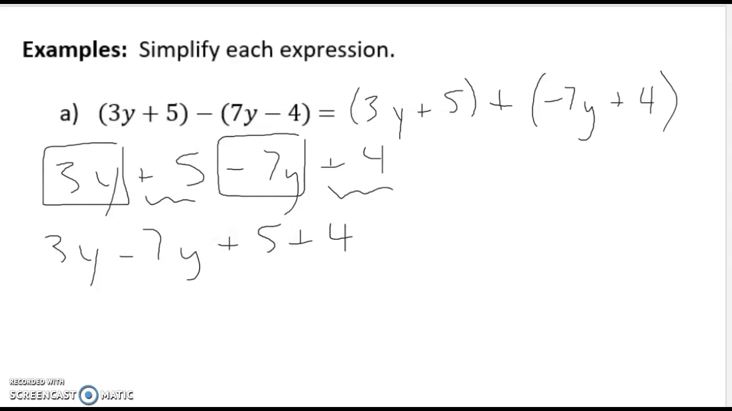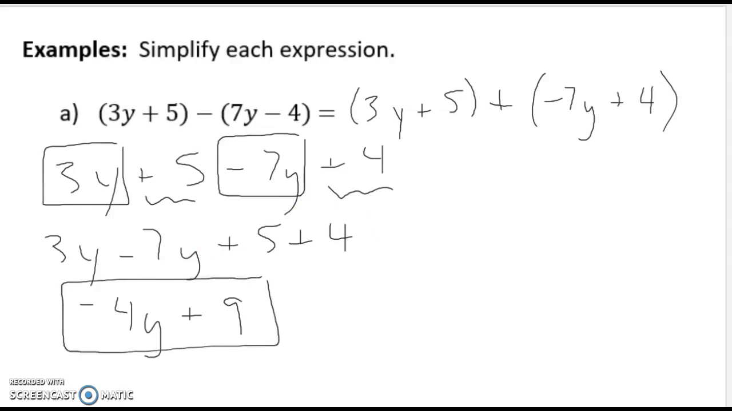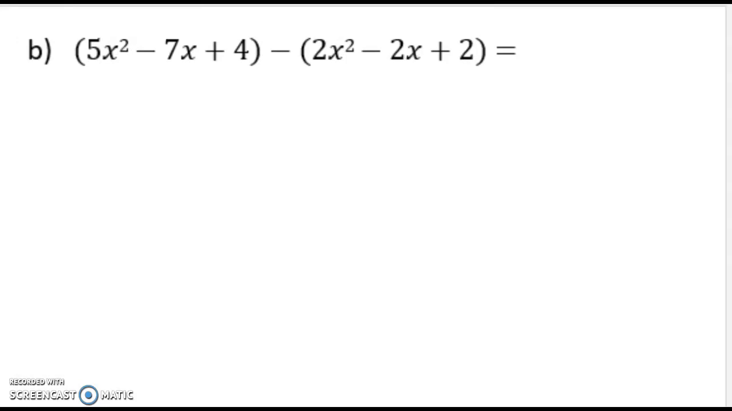Now we're going to simplify. So 3y's take away 7y's gives us negative 4y's. And then 5 plus 4 gives me a positive 9. There's my final answer. Next. Same thing. We have subtracting, so we're going to change that to a positive, and we're going to add the opposite. So right here, I'm going to have 5x squared minus 7x plus 4.